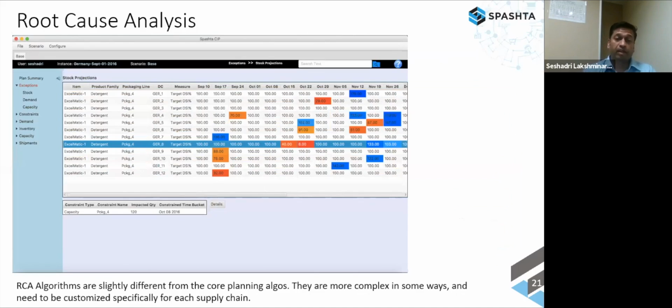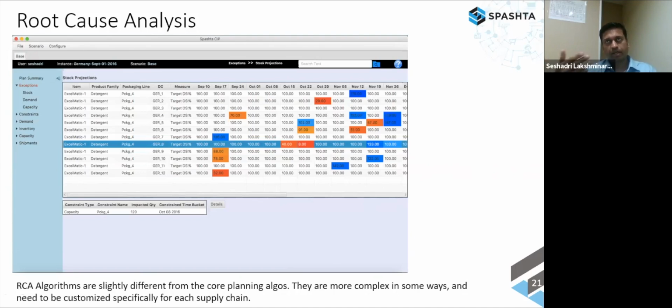Root cause analysis is a very, very important thing, and I do want to spend a couple of minutes, maybe 5 minutes, on this. It's a mock-up screen of cooked up data. But root cause analysis is probably the most important tool aid for a planner to analyze a plan, especially in constrained cases.